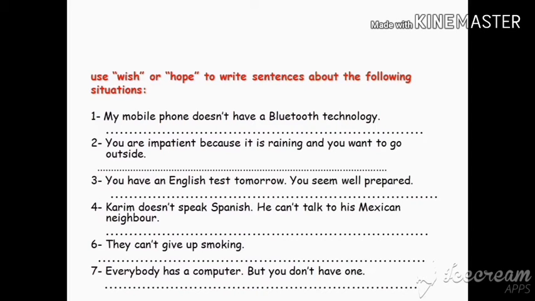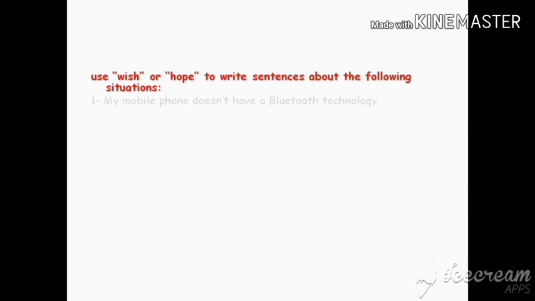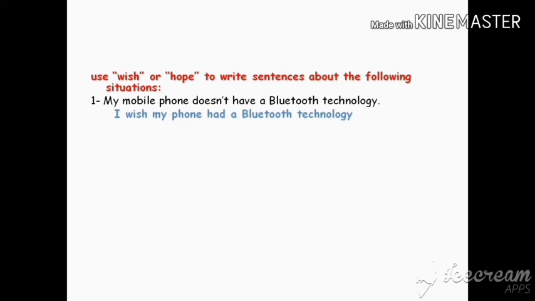Okay, so here you can pause the video for a while and do the exercise, and when you finish you can check your answers. So let's correct it together. So situation 1. This is the correct answer: I wish my phone had a Bluetooth technology, right? This is something that is impossible because you can't change this. Your phone doesn't have a Bluetooth technology, okay?